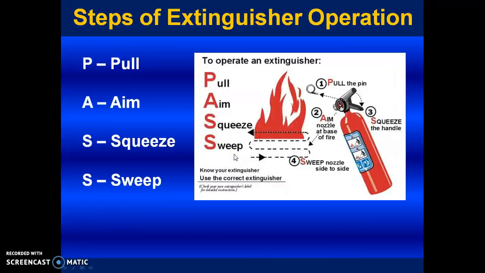The steps of extinguishment are all the same. We're going to use the same acronym: pull, aim, squeeze, sweep. Pull your pin, aim at the base. You're going to squeeze your handle, and you want to sweep side to side. You want to make sure that when you try to extinguish your fire, you start at the base before you start to sweep.